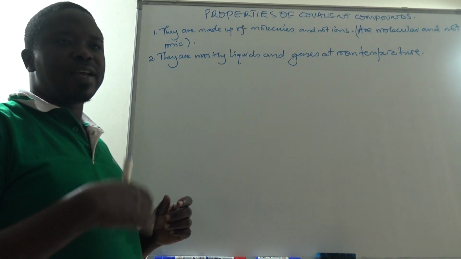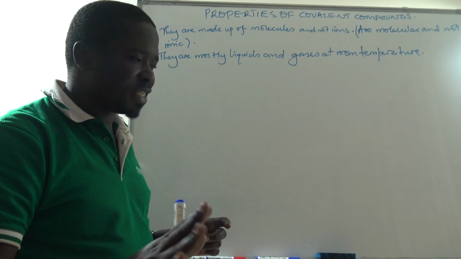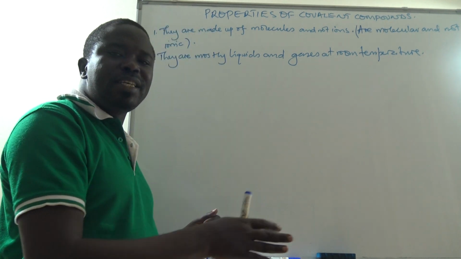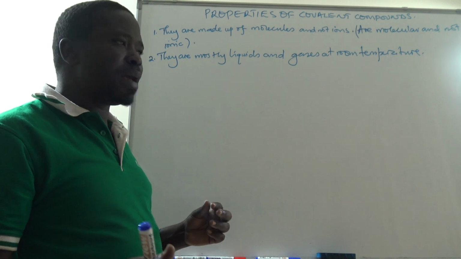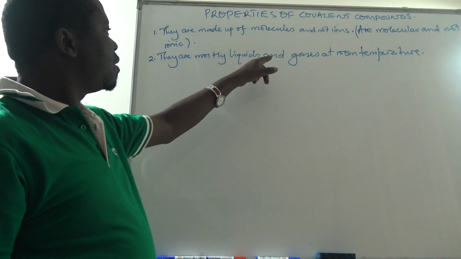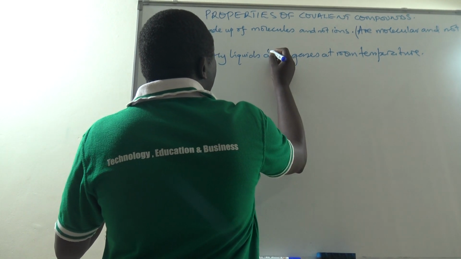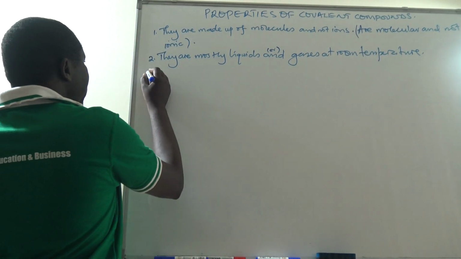If you look at, for example, methane that we saw, it is a gas at room temperature. Carbon dioxide is a gas at room temperature. Water is a liquid at room temperature. Ammonia is a gas at room temperature. And many others. They are mostly liquids or gases at room temperature.